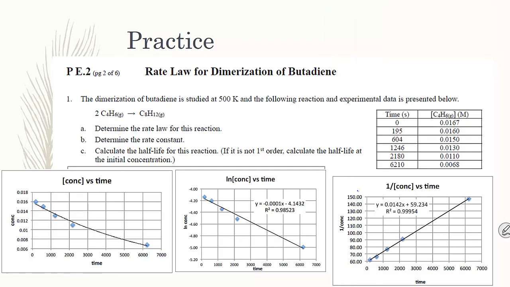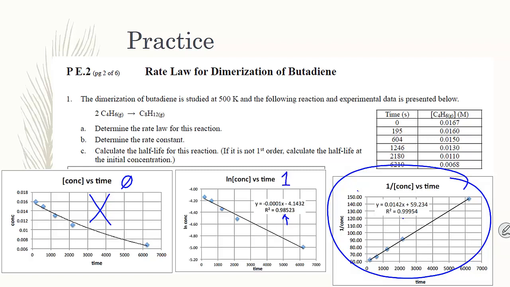From our data, we see that our first graph doesn't even give us an R value because it obviously curves. The second one has an R value that's pretty close to 1, but it's not as close as the third one here. And these are actually in order. Concentration is 0 order, natural log is first order, reciprocal is second order. This reaction is second order with respect to butadiene.